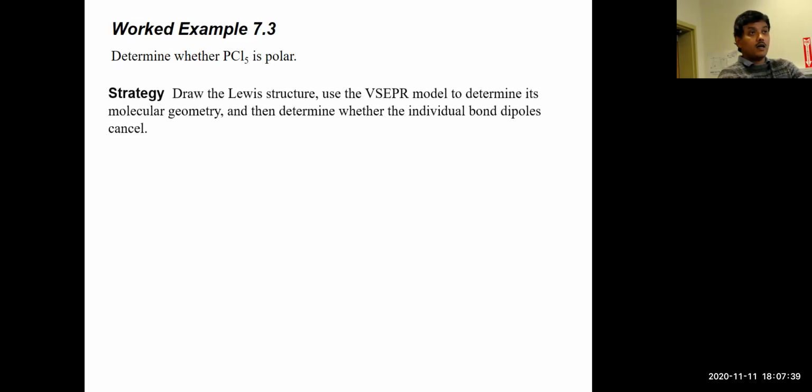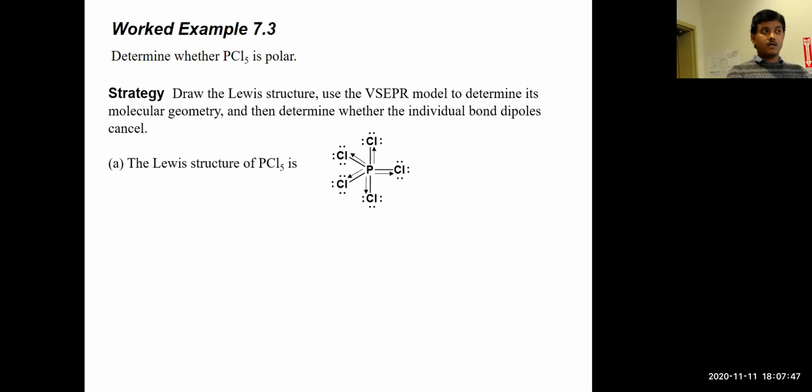So plan, draw the Lewis structure. That's the Lewis structure of PCl5. And now we are going to identify if the bonds are polar or not. The PCl bond is polar. It has a significant electronegativity difference. As a result, we are going to check the molecular geometry for the cancellation of the charges.